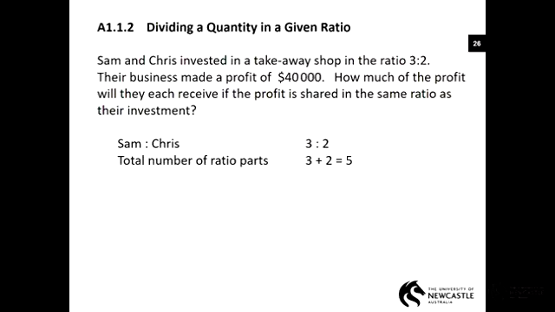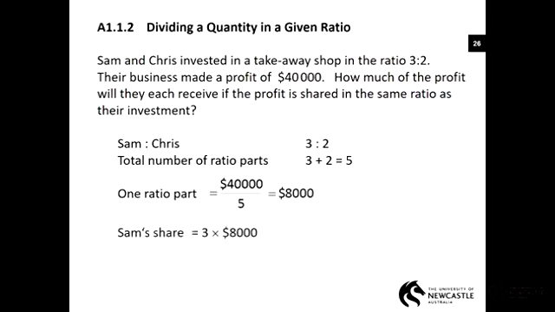I called them parts. So I want to split it up into 5 parts. There was my 3 plus 2 is 5. My 40,000 divided by 5 parts was 8,000. Hence, every part was 8,000. 3 8,000s and 2 8,000s. Perfect. So I split in the ratio of 24,000 to 16,000.